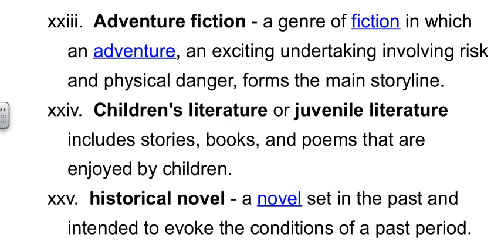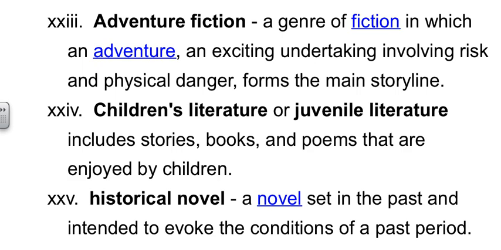The next category is adventure fiction, which is a genre of fiction in which an adventure or an exciting undertaking involving risk and physical danger forms the main storyline. Adventure fiction often doubles up on some of these other genres, but think things like Robinson Crusoe and you'll have an idea. The next genre is children's literature or juvenile literature. This is stories, books, and poems that are enjoyed by children. So there's a whole picture book genre, but actually Alice in Wonderland is actually children's literature. It's just that adults read it too because it's so much fun.